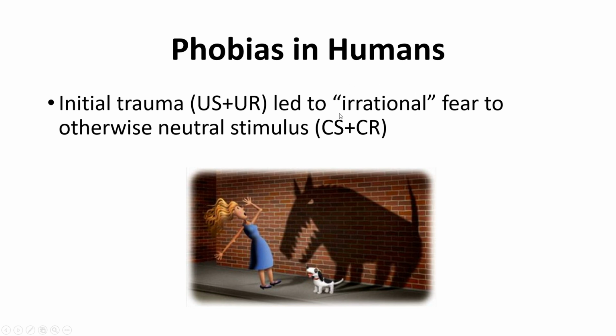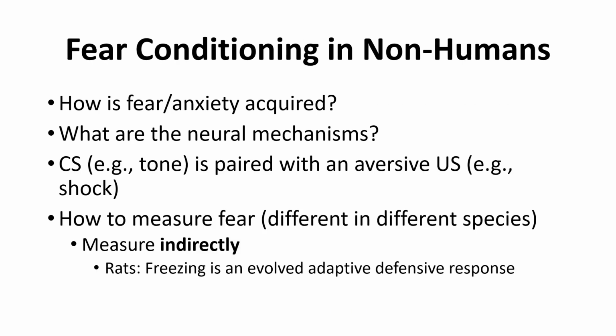And this can be considered irrational because that conditioned stimulus used to be a neutral stimulus that might not actually be directly related to that initial trauma itself. So it's kind of hard to pick these apart because they just sort of happen. Now, the detrimental nature of phobias and other kinds of fear conditioning in humans definitely makes it something that people are interested in studying. So how can we actually study this?